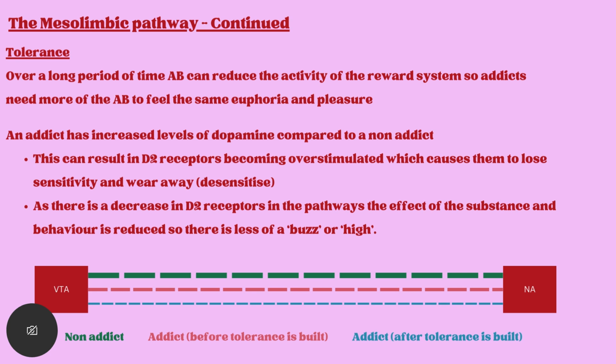However, before tolerance is built, an addict gets more, they stimulate more, but then after a tolerance is built, they need even more. So you can see it's just repetitive and constant. And if our D2 receptors are constantly being overstimulated, like if you're constantly being overworked and stressed, you're going to get tired. These D2 receptors get tired, but in biological terms, they will lose their sensitivity and wear away.